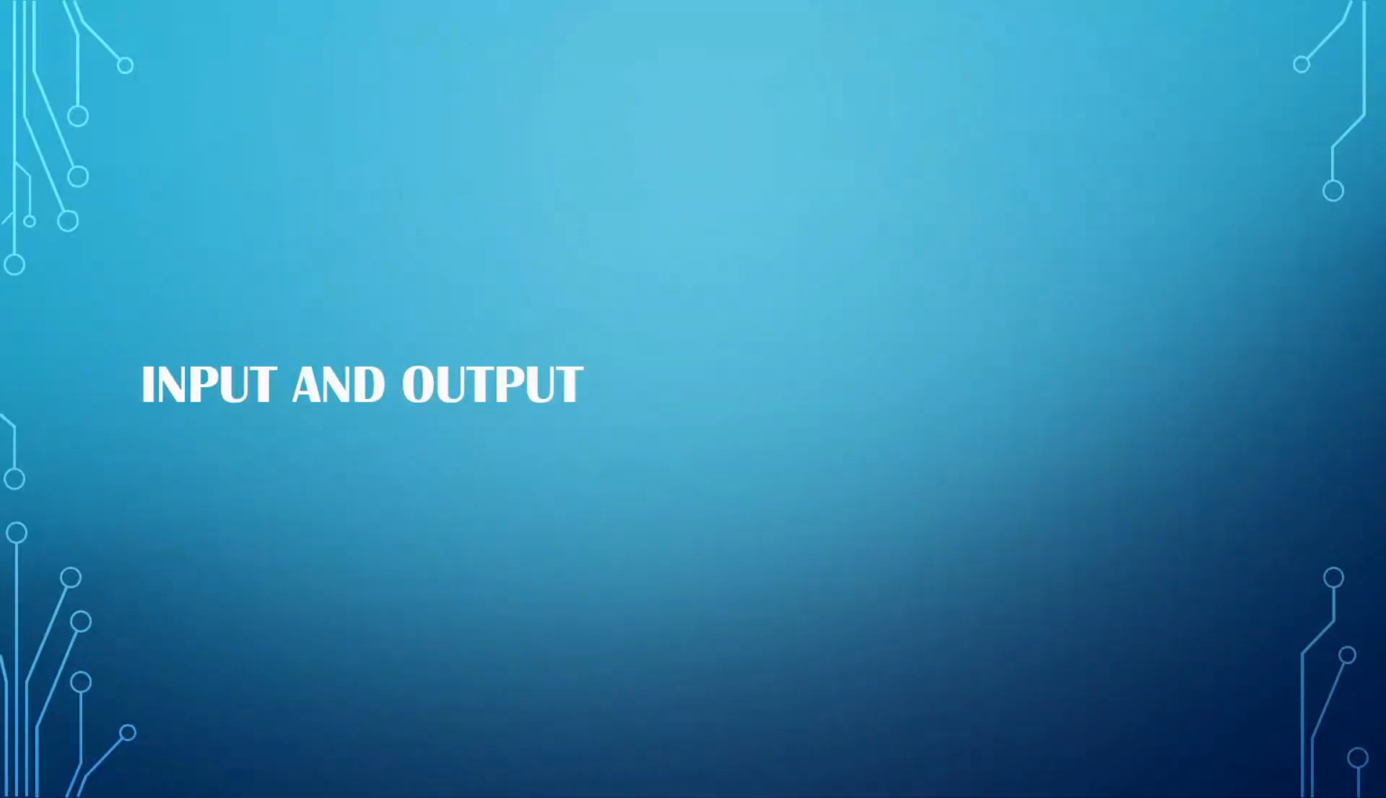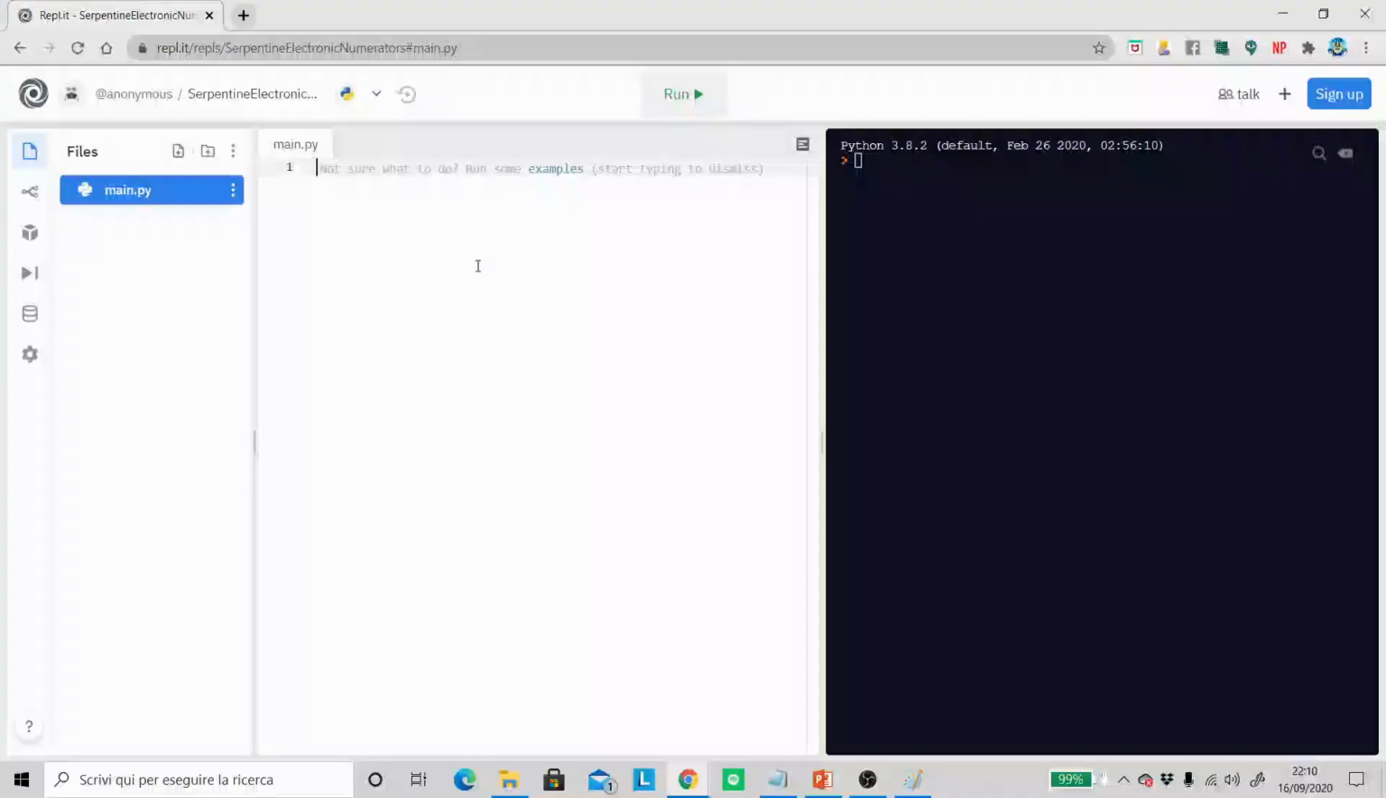Now I want to do some examples about typecasting, but to explain this concept, I have to introduce input and output. And now let's go to the compiler. This time I don't write anymore because I want to write this program with you.